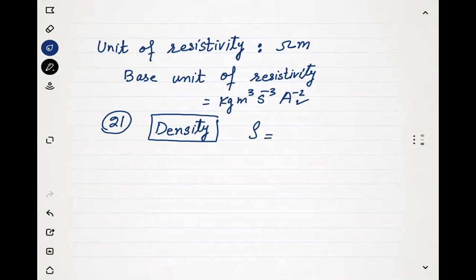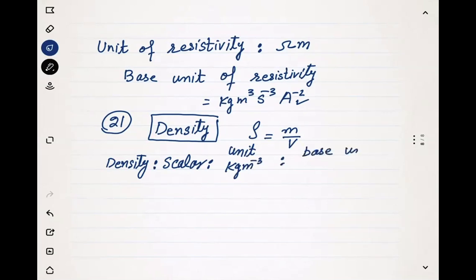Formula for density is mass over volume. So density, which is a scalar quantity, its unit is kilogram per meter cube, and its base unit is kilogram per meter cube. So the unit and base unit of density is kilogram per meter cube. This was number 21.